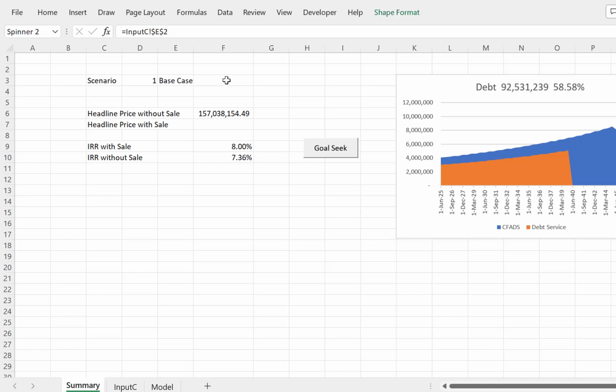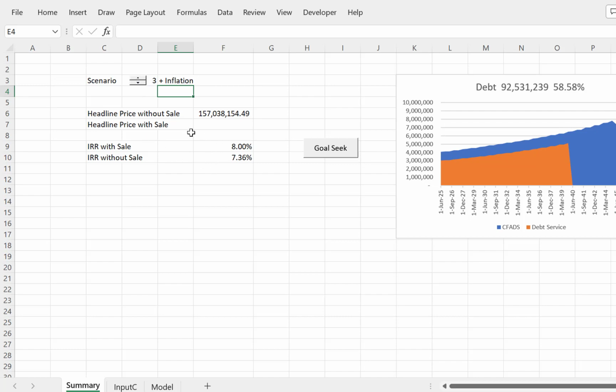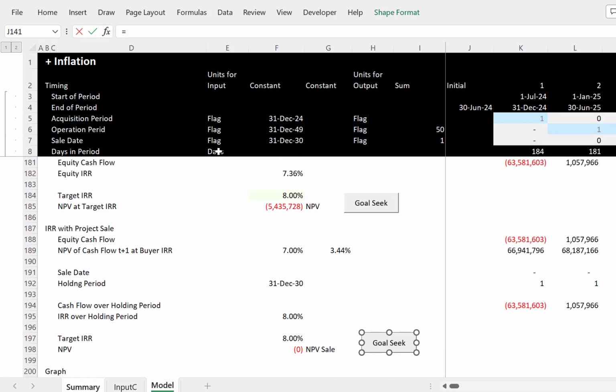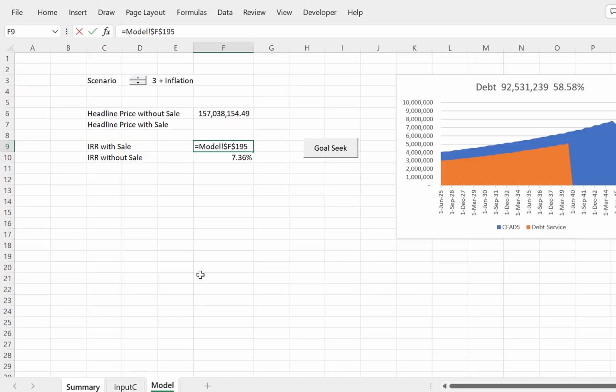Okay, so now if we change this case to number 2, more inflation, that helps us. Just a second. Why didn't the IRR with the sale change? Just a minute, I took the wrong one. The IRR over the holding period didn't change. Well, okay, just a minute.